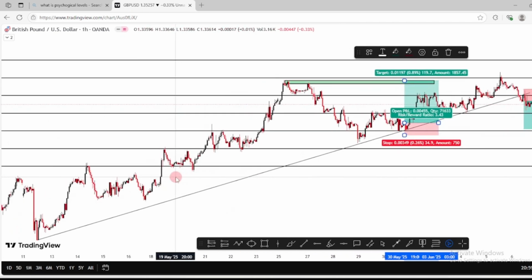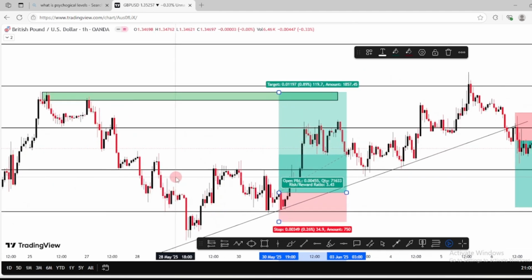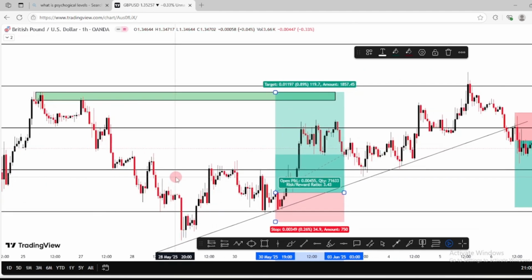So guys, this is how to trade psychological levels. Trade them with price action or SMC. Anywhere price reacts to the psychological level, if you find your trend line in that region and the supporting price, you take your entry from there.